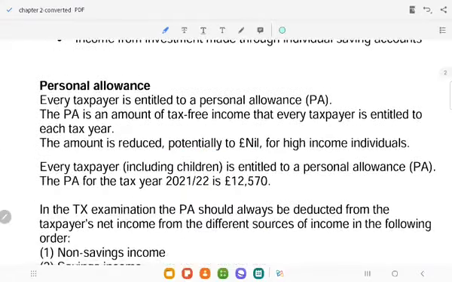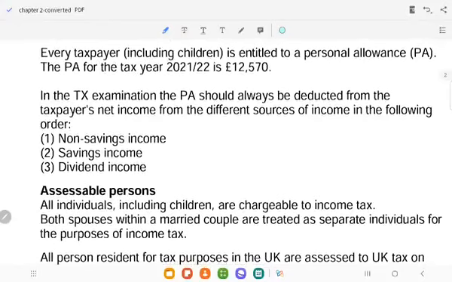Personal allowance: every taxpayer in the UK is entitled to a personal allowance. This is a tax-free income that every taxpayer is entitled to each tax year. But remember that this amount can be reduced, and potentially reduced to nil, for high income individuals. Every taxpayer in the UK, including children, is entitled to personal allowance, and for the 21-22 tax year, this personal allowance amount is 12,570.